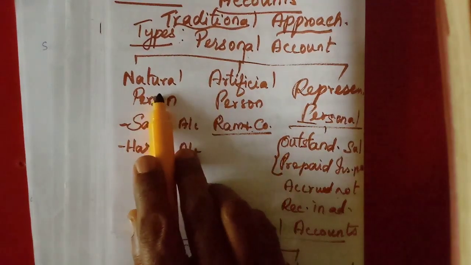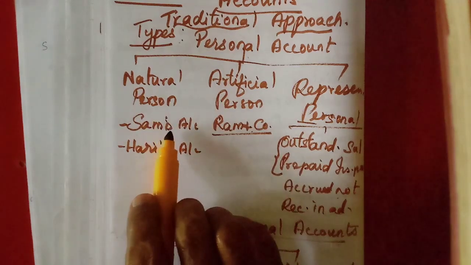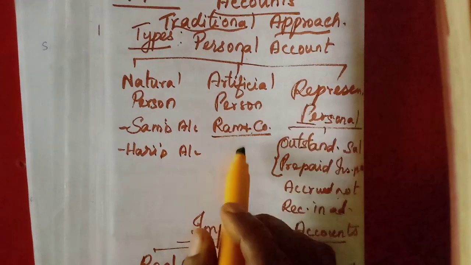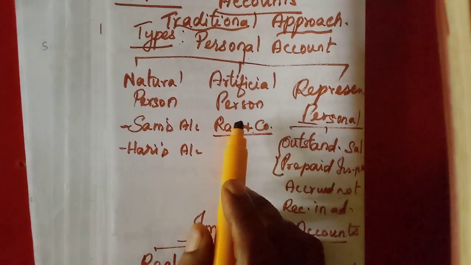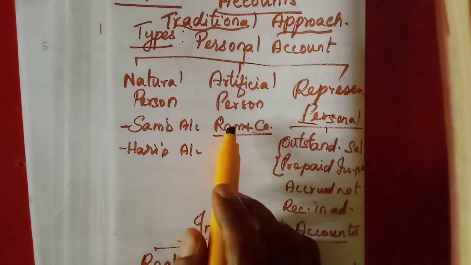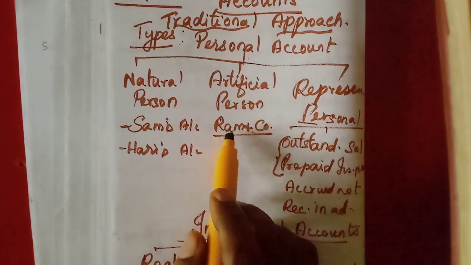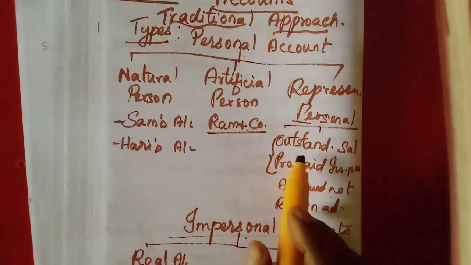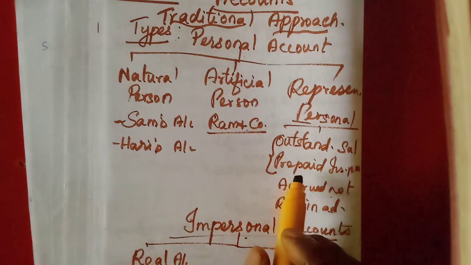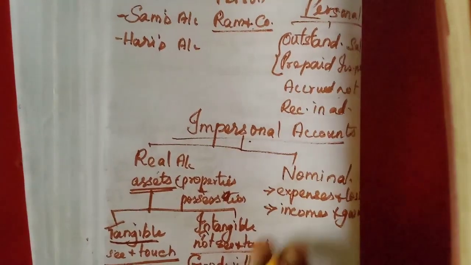Natural personal account means the account of a person, an ordinary human being. Here, not human beings but organizations are also considered a person, but that person is artificial. So all organizations are called artificial persons. Then the representative personal account relates to outstanding and prepaid expenses, then accrued income and income received in advance. Those are the representative personal accounts.